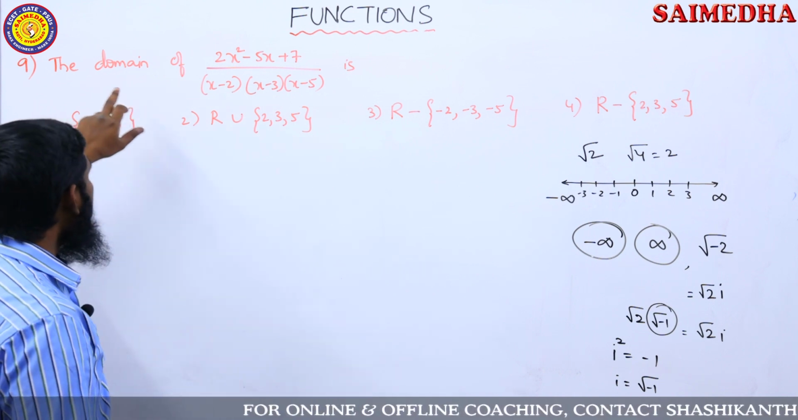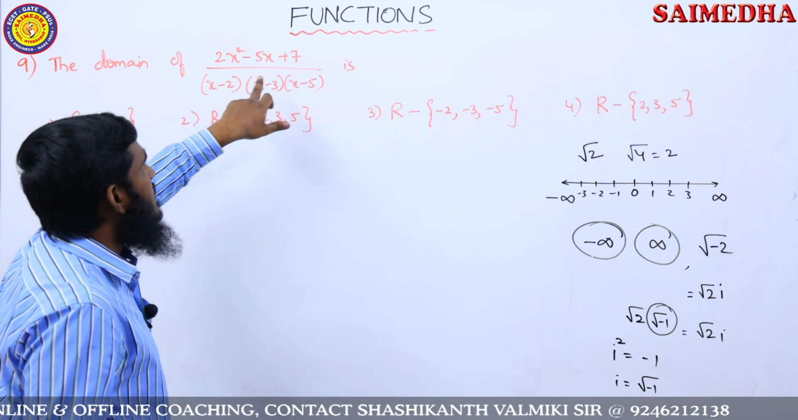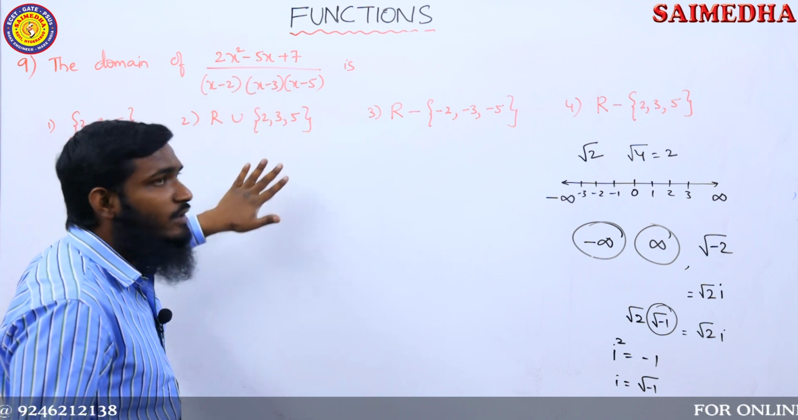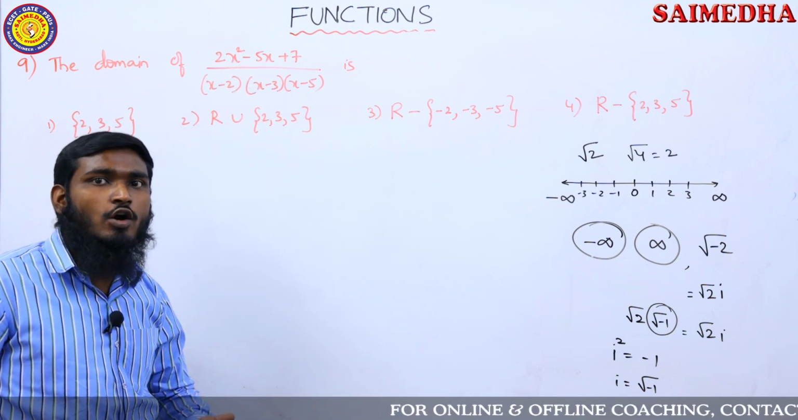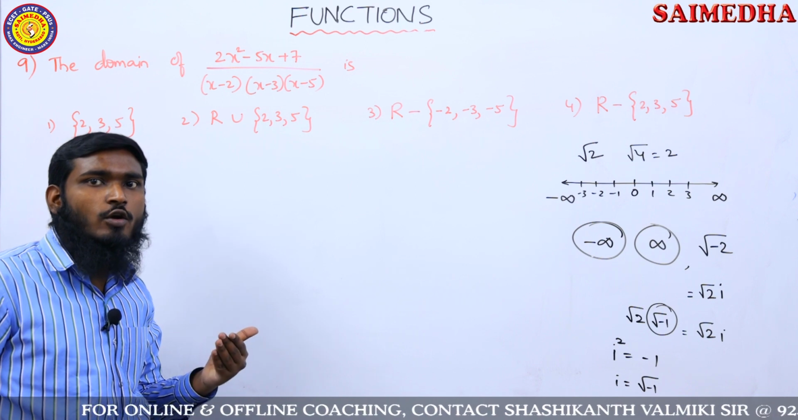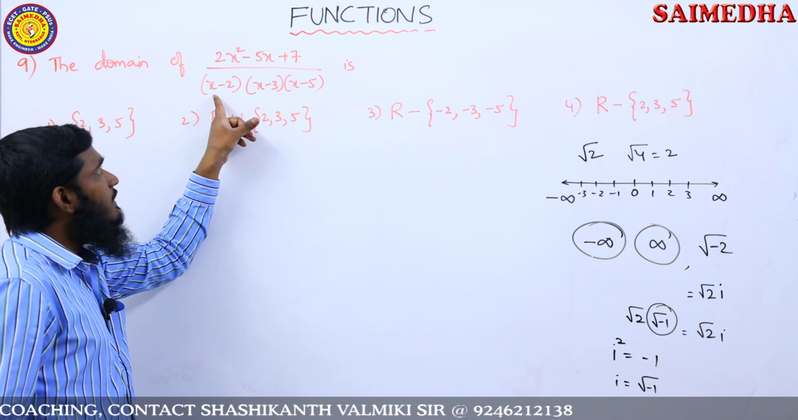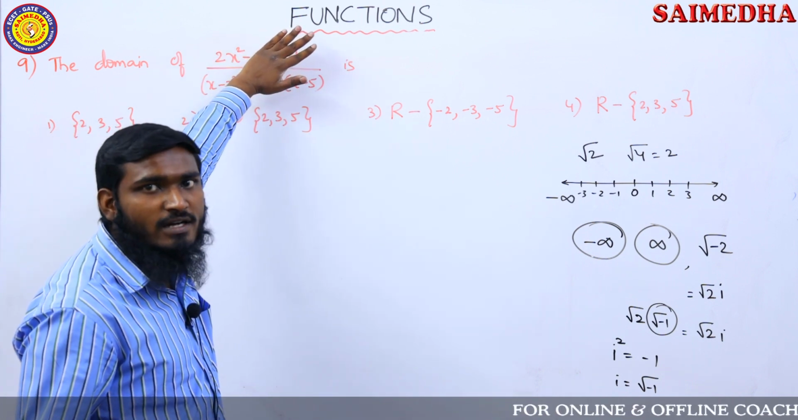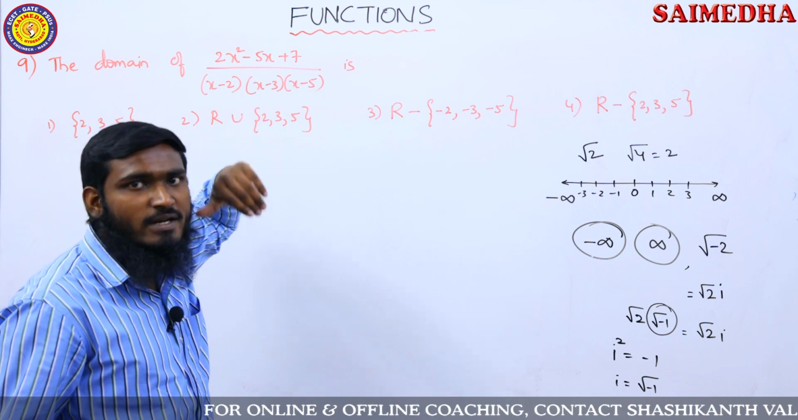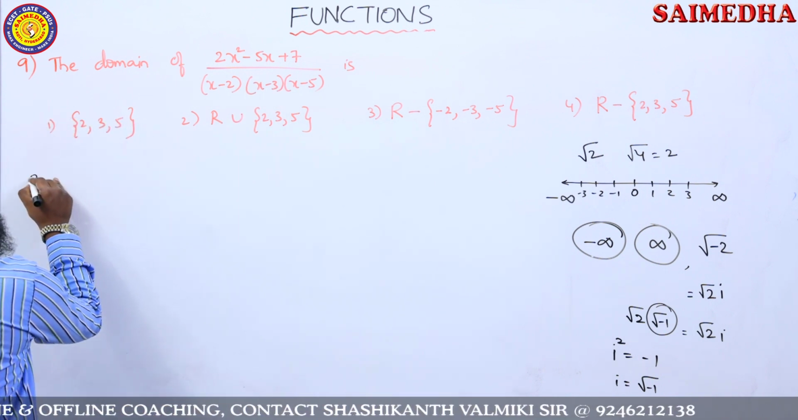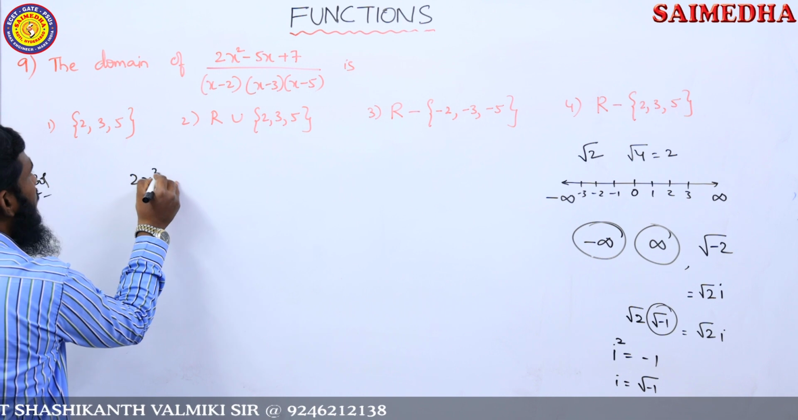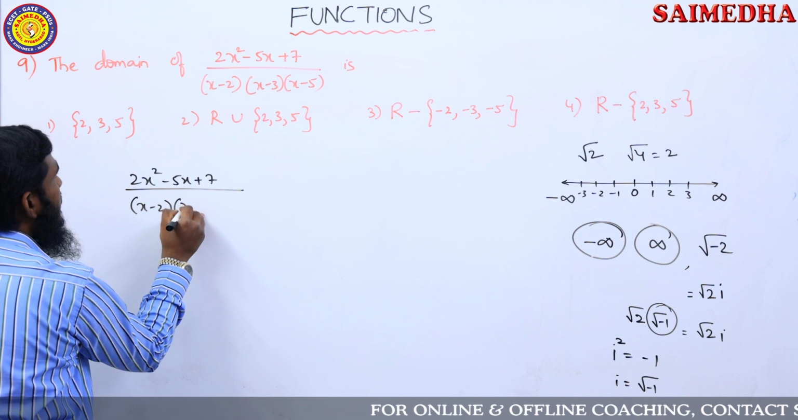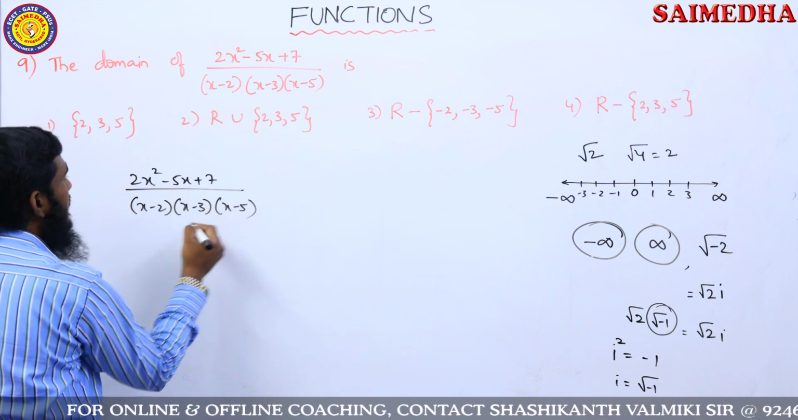Understood, all of you? So the domain of (2x² − 5x + 7) divided by (x − 2)(x − 3)(x − 5): what do we have to take over here? We have to check at which value the denominator is becoming 0. How many factors are given? x − 2, x − 3 and x − 5. No need to worry about the numerator part, only the denominator part.